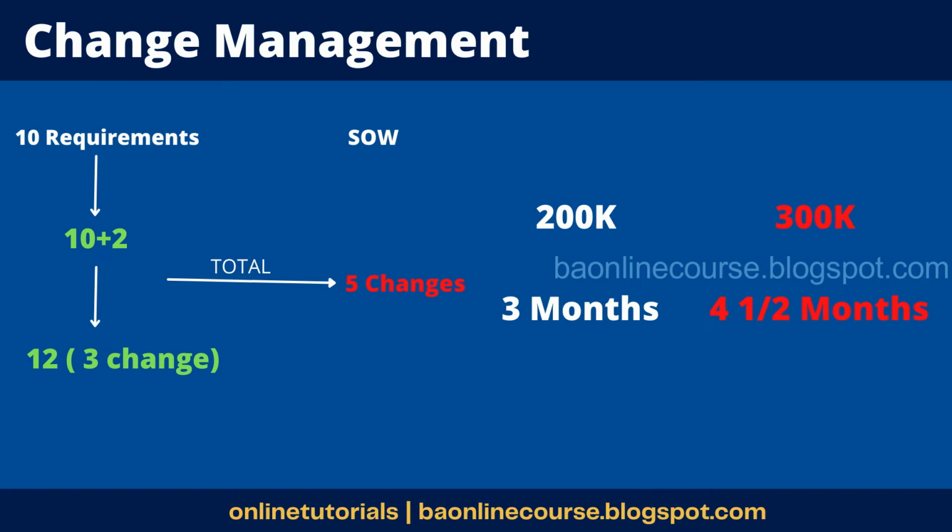Okay. Now all you have to do is, 10 features were committed while doing the baseline for SOW. Then later 2 were added, so 12. But 3 are changed, means the existing ones which were committed in the SOWs are changed, right? Yes. You mean okay? Yeah.